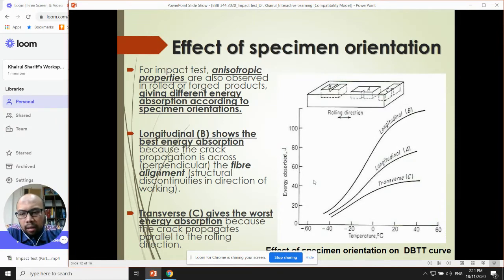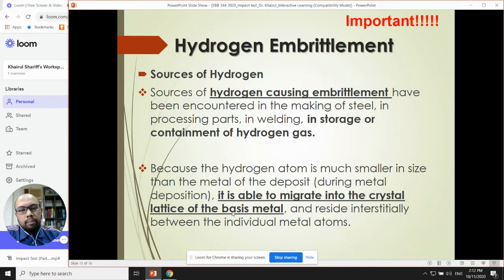Okay, no need to worry about understanding the details. As long as you understand that the position of the sample during the impact test might play a major role in understanding the DBTT curve performance for that particular material. And then you can see here in the transverse position what happened, in longitudinal A what happened, and in longitudinal B what happened.